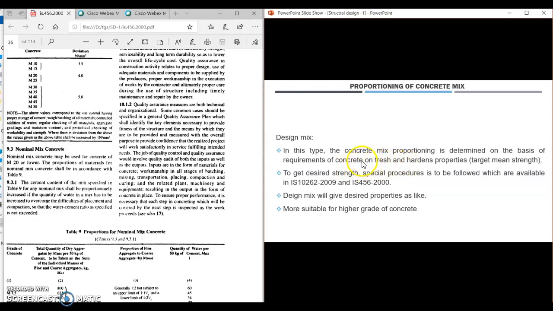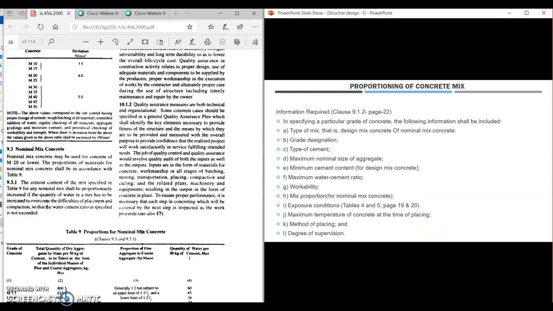to fix the mix design, and it is based on IS 10262:2009 and IS 456:2000. This type of mix proportion, design mix proportion, is suitable for higher grade concrete.